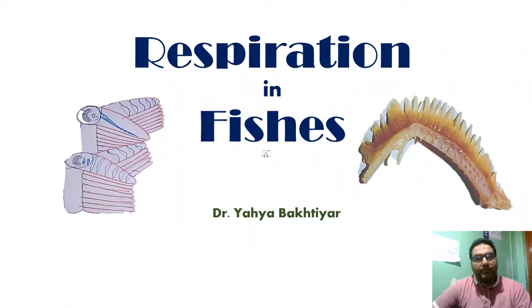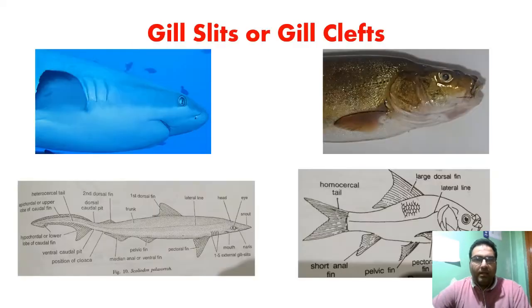Dear students, last time we discussed the structure of the gills, and today we will be continuing with the respiration in fishes. In this part, we shall be dealing primarily with the mechanism of respiration. We shall also be dealing with the vascular supply as well as the gill area and mechanism of respiration. Let us have a quick recap of what we discussed last time.